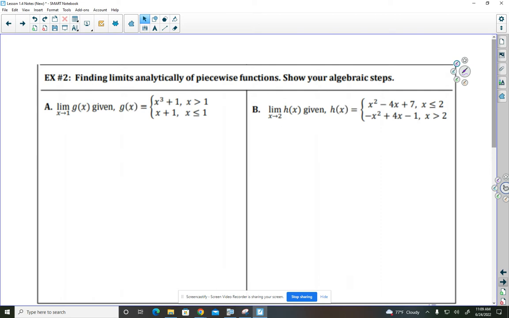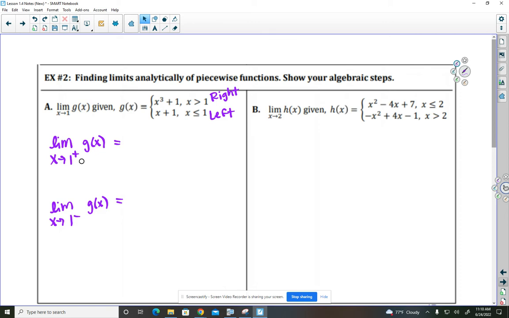Okay, so a few more methods. Piecewise functions. How do we evaluate limits with piecewise functions? We want to evaluate the limit as x approaches 1 of g of x, given g of x as this piecewise function. Remember, in order for this general limit to exist, we need to analyze the limits from both the left and the right. In a piecewise function, you are given the left and the right-hand sides of the function. The right-hand side is where x is greater than 1. The left-hand side is where x is less than 1.